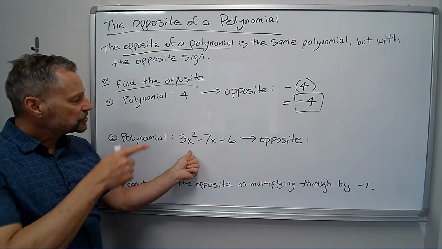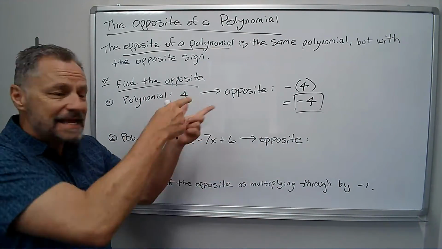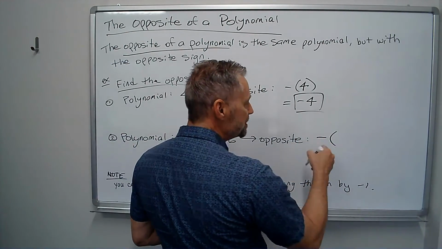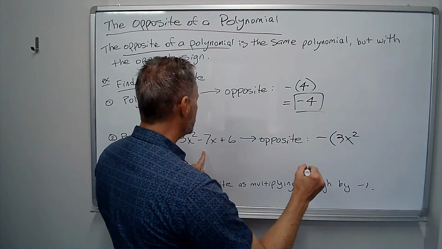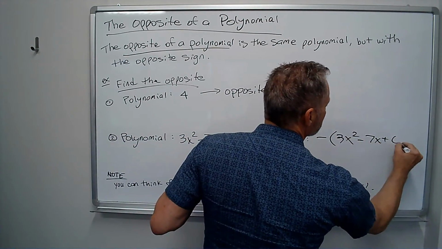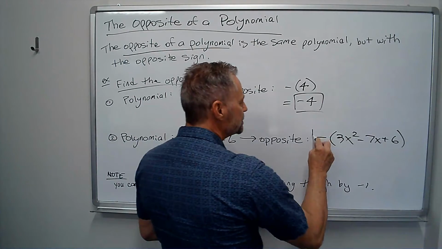So if I have the polynomial 3x squared minus 7x plus 6, the opposite, same thing we did here, it's just the opposite, put the negative in front, -(3x squared minus 7x plus 6). That's one way to write it.